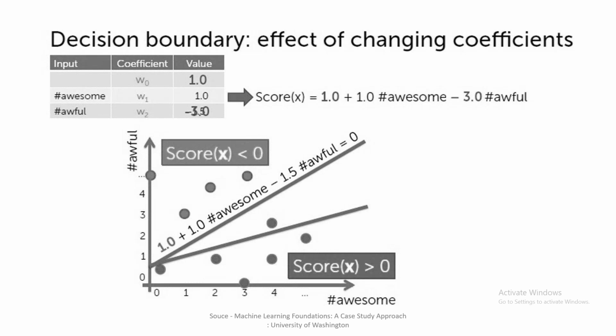Awesome is equal to 4. Okay, these are the scales. You're talking about the x-axis and the y-axis, right? Here, x-axis is equal to 4 and y-axis is equal to, say, above 2, right? Okay, so if you put those values in the score equation, you see that the score is coming out to be negative.